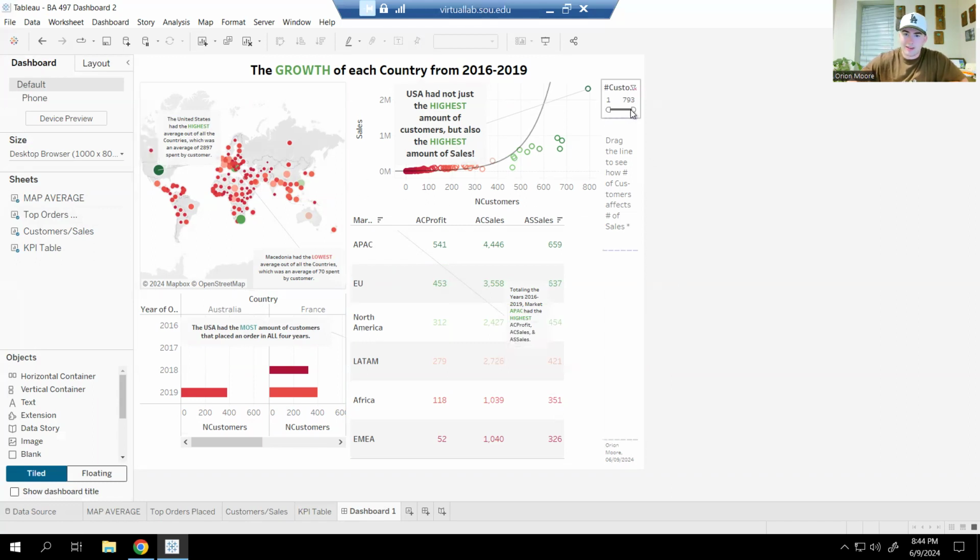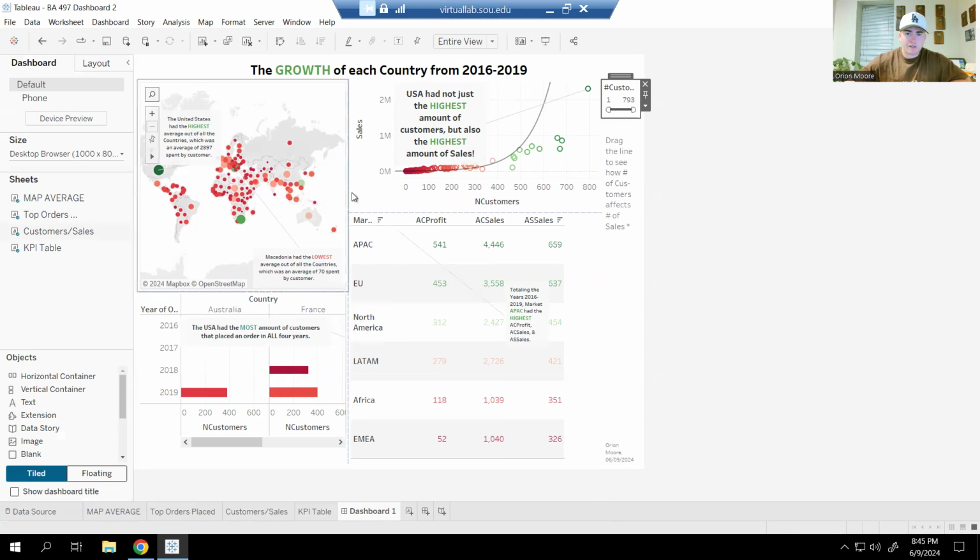One thing I really like right here, again, I'm able to do the little filter. Boom. You're going to see the orders go up with the amount of sales go up. This is going to be where my little description is. Drag the line to see the number of customers, how the number of customers affects the number of sales, the little asterisks. Right down here, my name and the date.